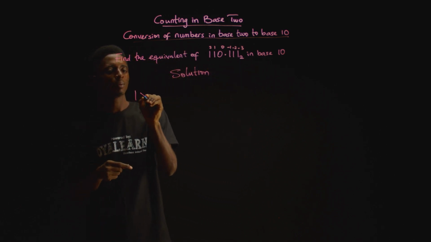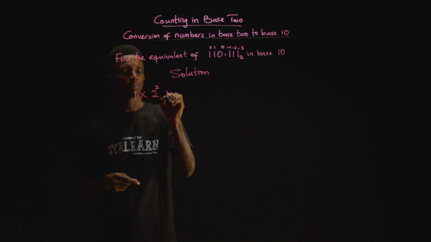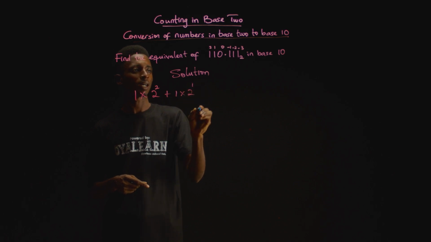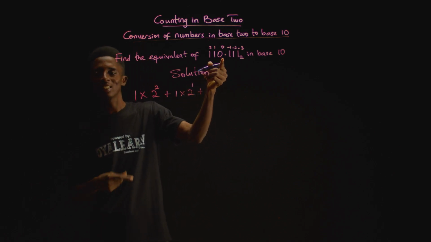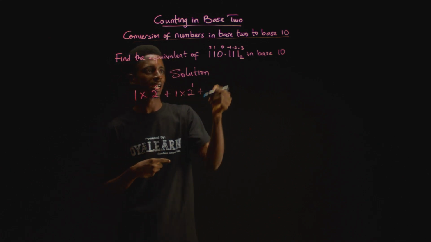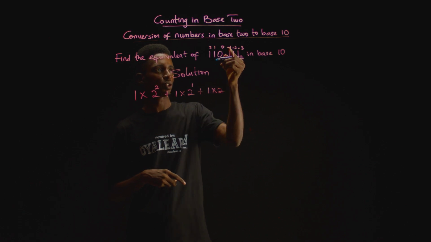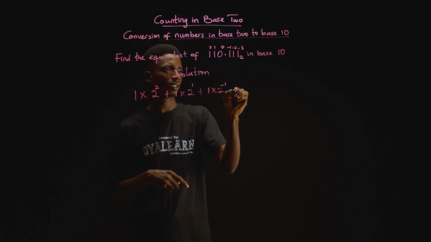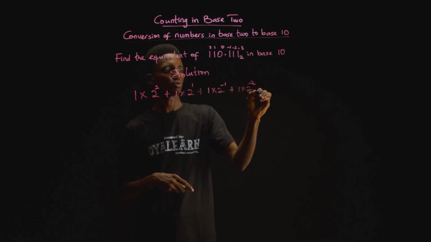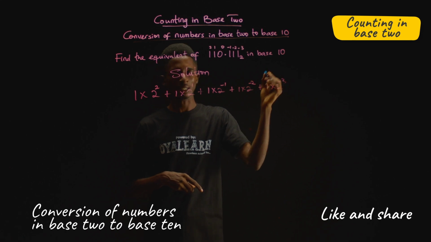So we'll have 1 multiplied by 2 with the power of 2 plus 1 multiplied by 2 with the power of 1 plus the next digit is 0. Whatever we get there will still be 0, so we can ignore that and go to the next digit. So we have 1 multiplied by 2, which carries the power of -1, plus 1 multiplied by 2, power of -2, plus 1 multiplied by 2 with the power of -3.